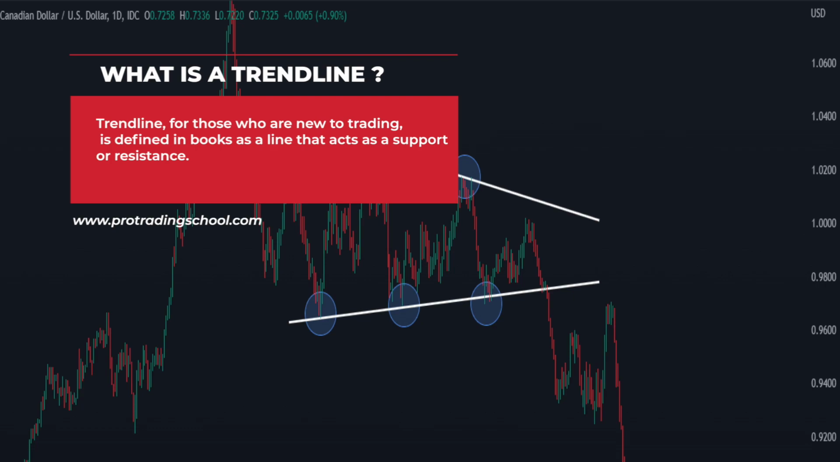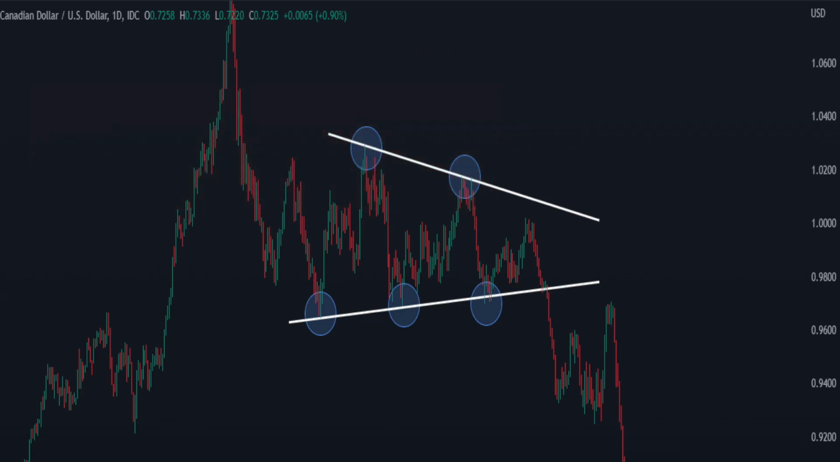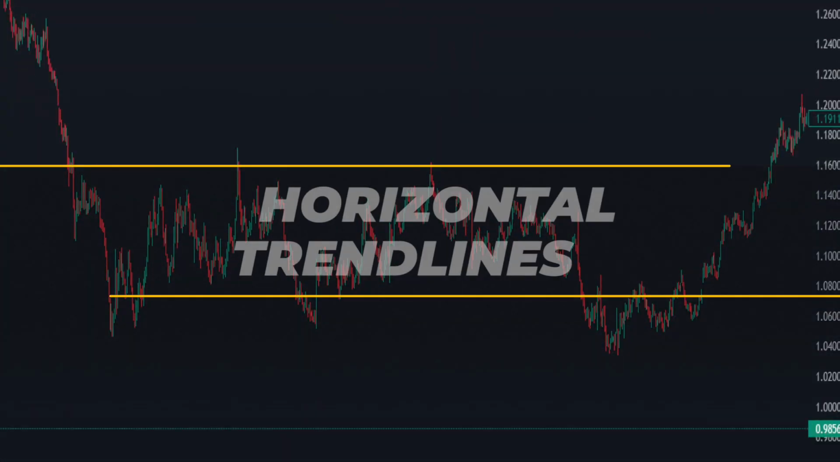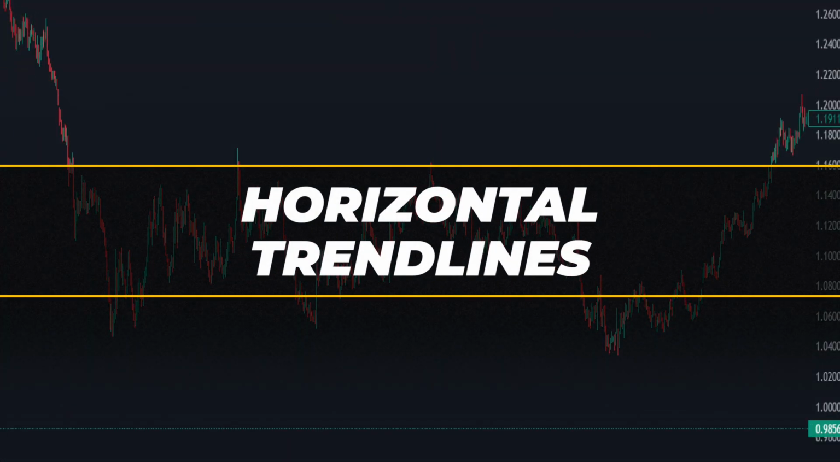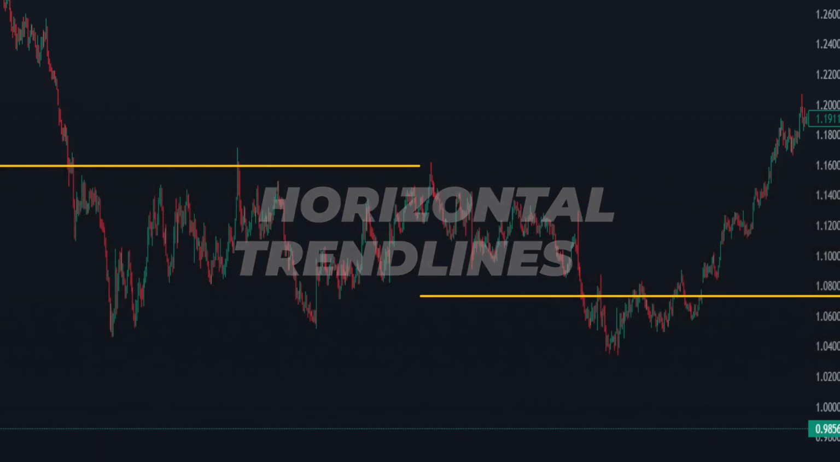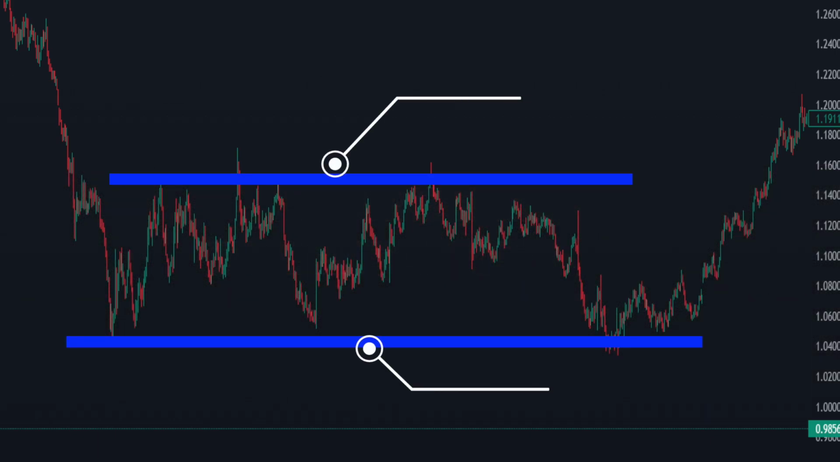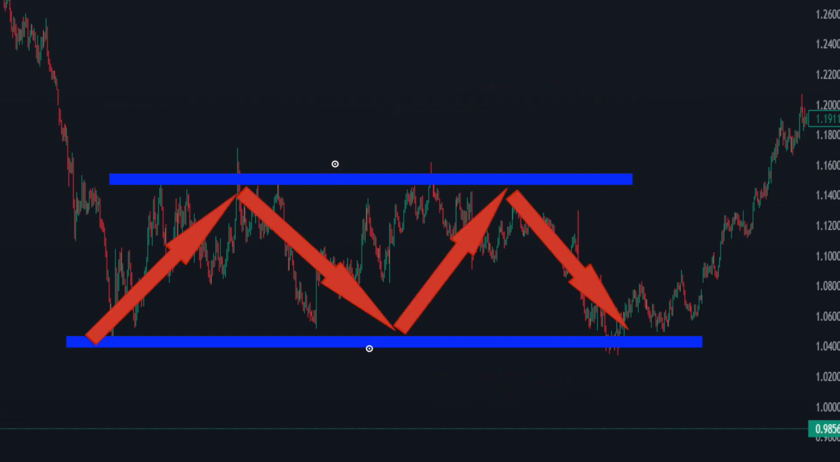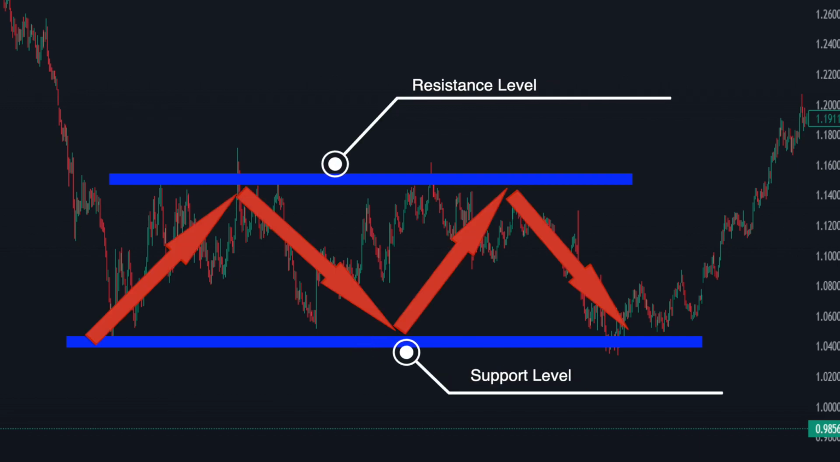Trend line, for those who are new to trading, is defined in books as a line that acts as a support or resistance. To elaborate more, first, let me discuss the three types of trend lines. Horizontal trend line, as the name implies, is a horizontal line that represents a trend. So in the horizontal trend line, the trend is sideways. Because as you can see here, the price action is moving in these two lines that represents the support, lower line, and resistance, upper line. The price has no direction at all, hence sideways.